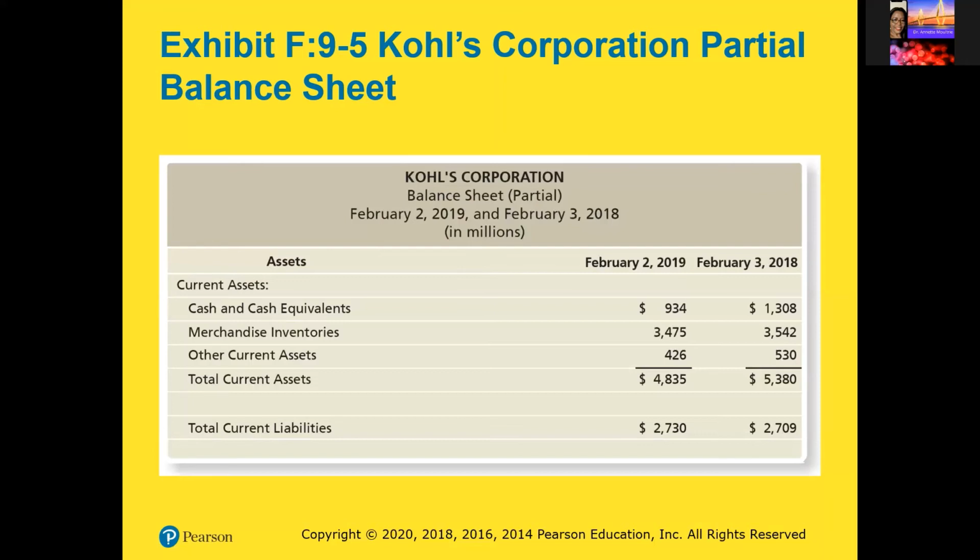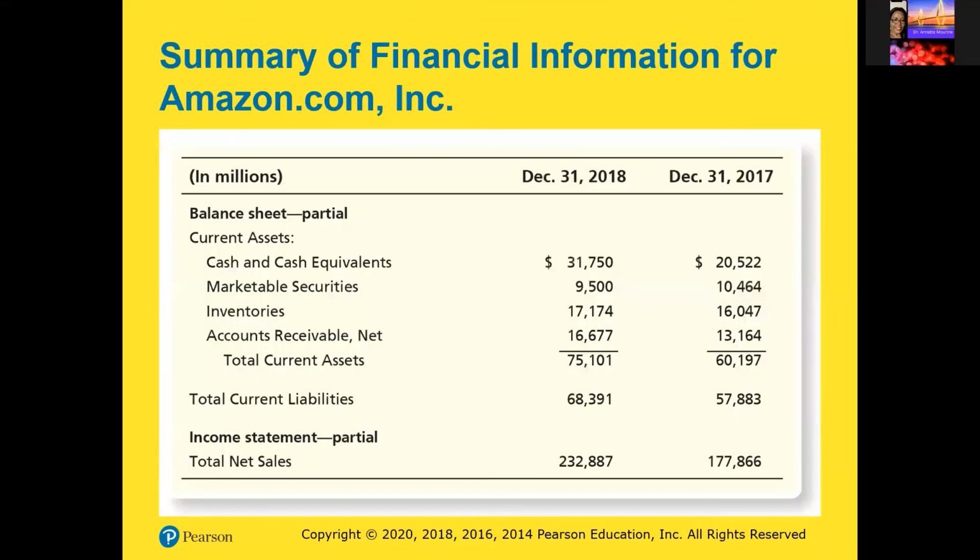Therefore, we will use a different company to illustrate the calculation of the ratios in this chapter, chapter 9. Again, because Kohl's does not list receivables on its balance sheet, we will use one of its competitors, Amazon. We're going to use Amazon to examine 3 important ratios that include receivables in the calculation.